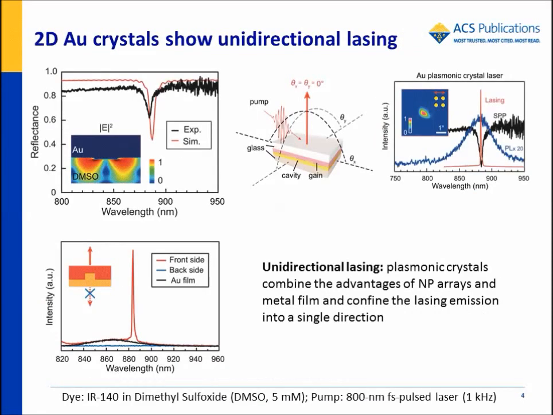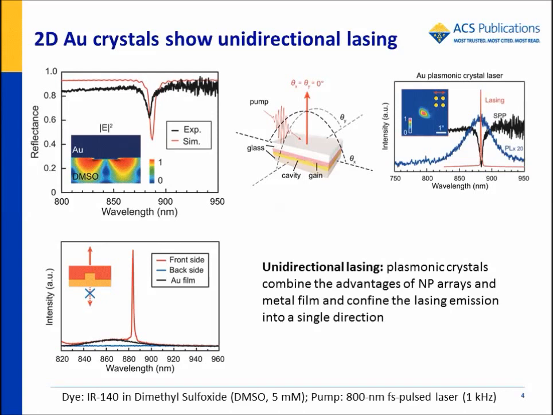The SPP mode was characterized by an inverted optical microscope equipped with a spectrometer. The experimental SPP mode was observed at around 882 nanometers, which was in good agreement with the finite difference time domain simulations. On resonance, the near field exhibited a characteristic SPP wave pattern, with a large field enhancement around the post array. We use DMSO as a dielectric environment because it is a common solvent for dissolving dye molecules.